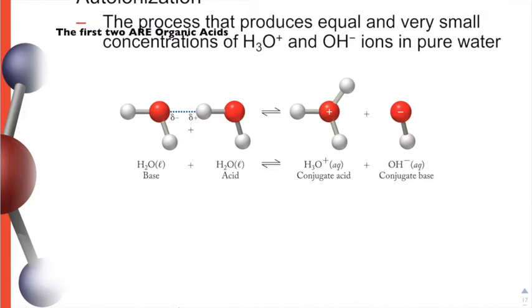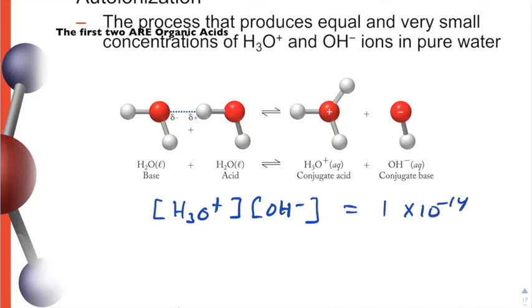In fact, we can write an equilibrium constant for this. Products over reactants, right? What are you going to put? Well, there's going to be no reactants, right? Because they're all pure water. So only the products are factored in. This is equal to 1 times 10 to the minus 14. That is the equilibrium constant, and it's called Kw for autoionization of water. So this is always the same with water. That's the Kw for water.